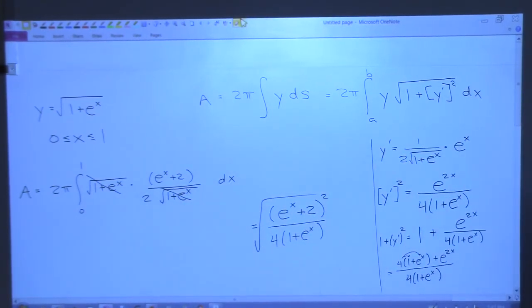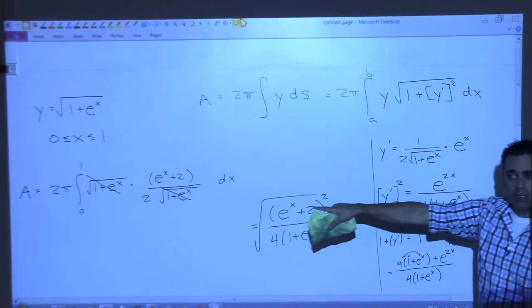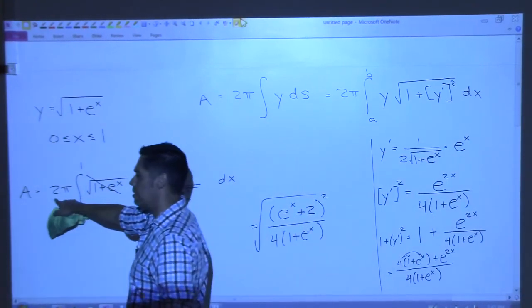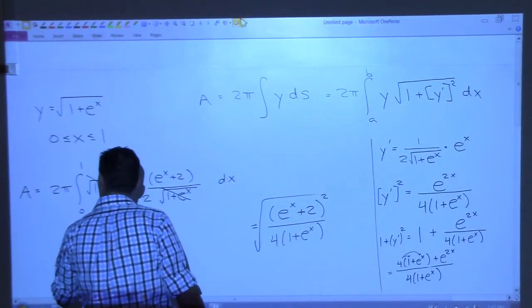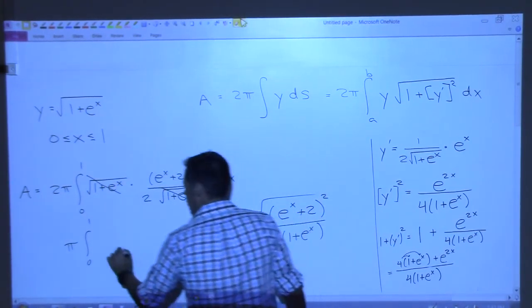Because now I can take that 2 in the denominator and just move it out, and it'll kill off the 2 out in front. This 2 and this 2 will kill each other off. So we've got a pi here, we've got the integral from 0 to 1, and the only thing we have to integrate is e to the x plus 2.